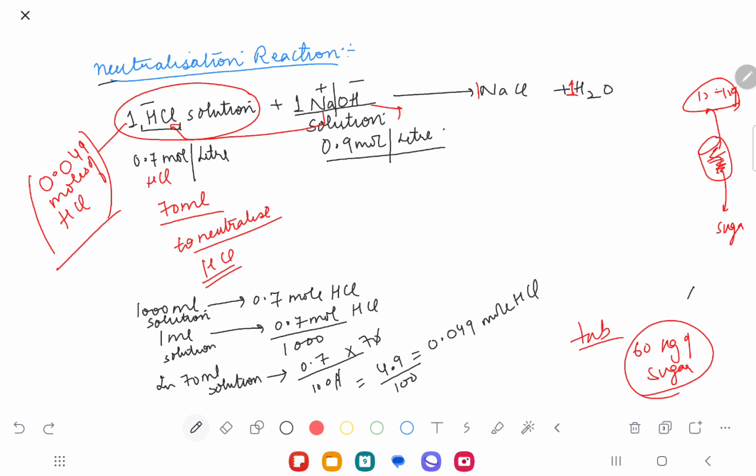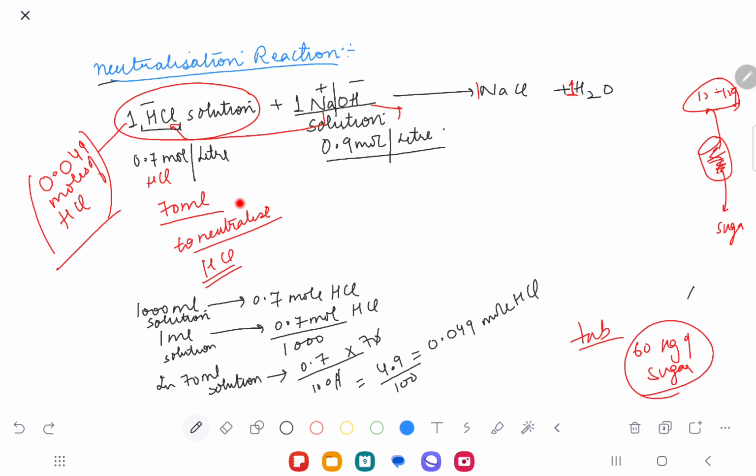You understand? So I could have done it straight away. Molarity, this is the concentration into volume. I could have simply done the concentration into the volume, because that's what I'm doing: the concentration 0.7 into the volume. And volume divided by 1000 would mean that I have converted the volume into liters.